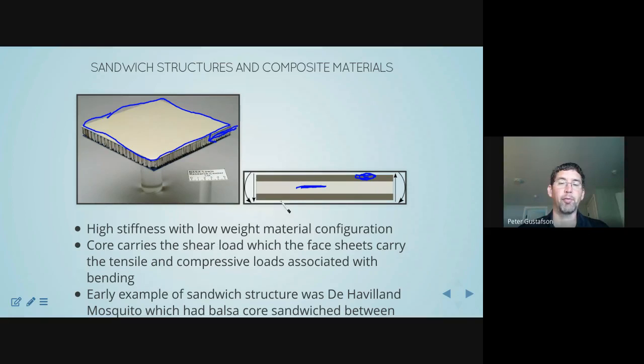Now with this arrangement, what you're doing is you're taking a very strong and stiff material and you're concentrating its area far from the bending axis of the composite structure. So I'm going to draw a dotted line loosely representing the bending axis.